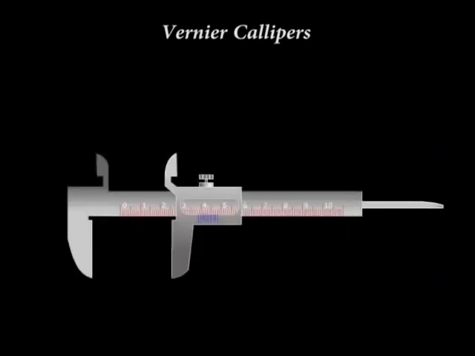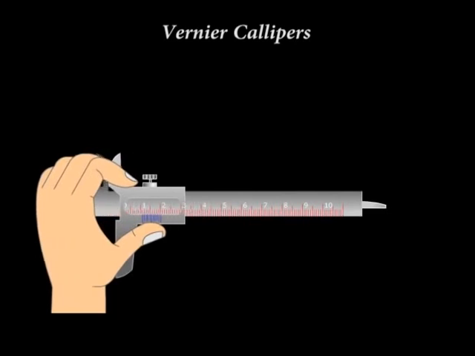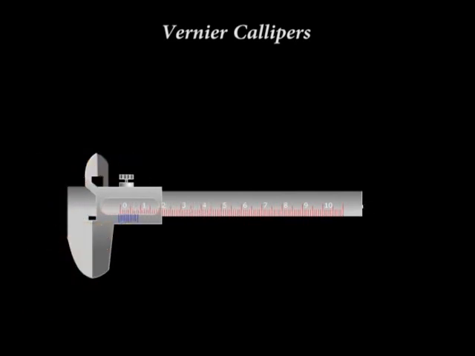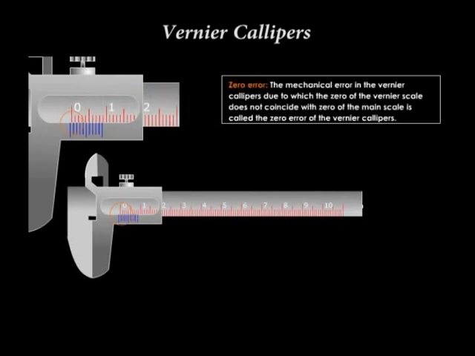Zero error. It is found that at times, when the movable jaw is brought in contact with the fixed jaw, the zero of the main scale does not coincide with the zero reading of the vernier scale. This is a mechanical error and it's called the zero error of the vernier calipers. Depending on the position of the zero of the vernier scale, zero error can be positive or negative.